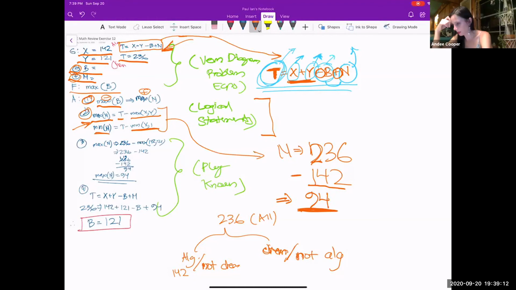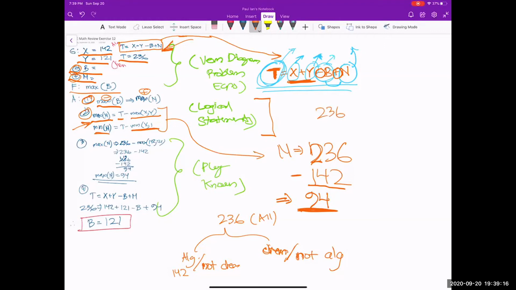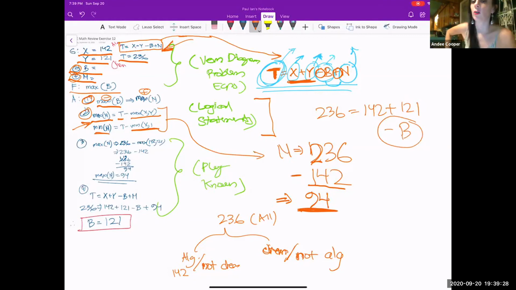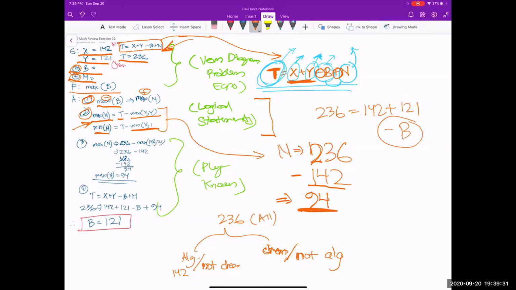I think I just added. Oh, I think I know what you did. So wasn't it like this? You did 142, right, plus 121, obviously. And then you solved for B, right? I mean, I didn't know what B was. Because if you solve for B, I think it's 27, isn't it? I don't know.